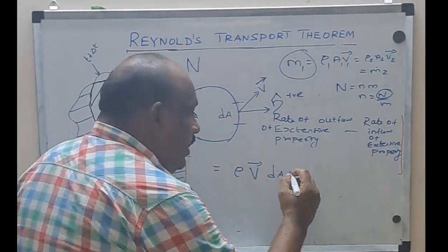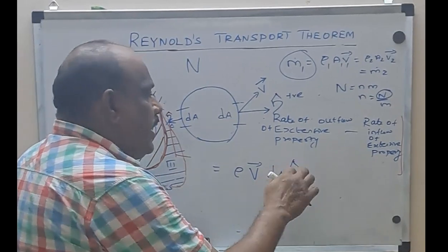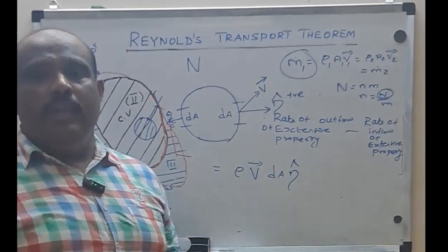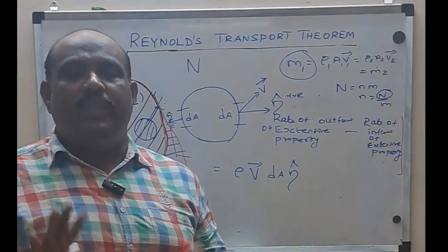One more important term is also there. What is the important term? It is nothing but eta. Why am I putting this eta? This eta can take either positive one or negative one. Positive one means outflow. Negative one means what? Inflow. That's the only reason.